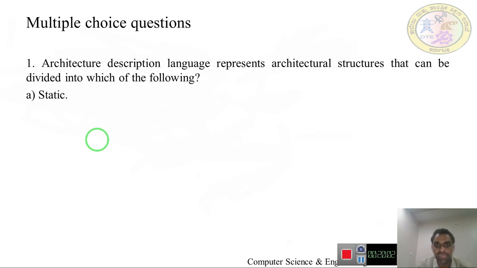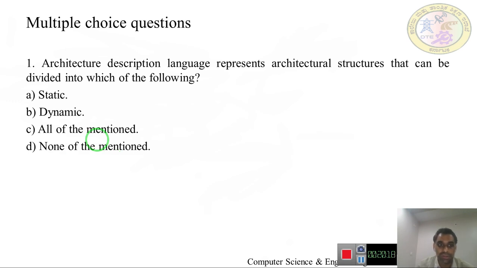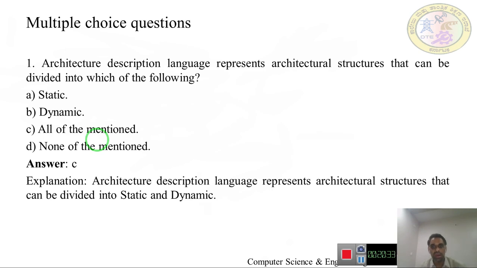Architecture description language represents architectural structure that can be divided into which of the following? Is it option A static, or option B dynamic, or option C all of the mentioned, or option D none of the mentioned? Which one do you think it is? It is option C, right? All of the mentioned above. It is both static as well as dynamic. So architecture description language represents both; it can be divided into static and dynamic.